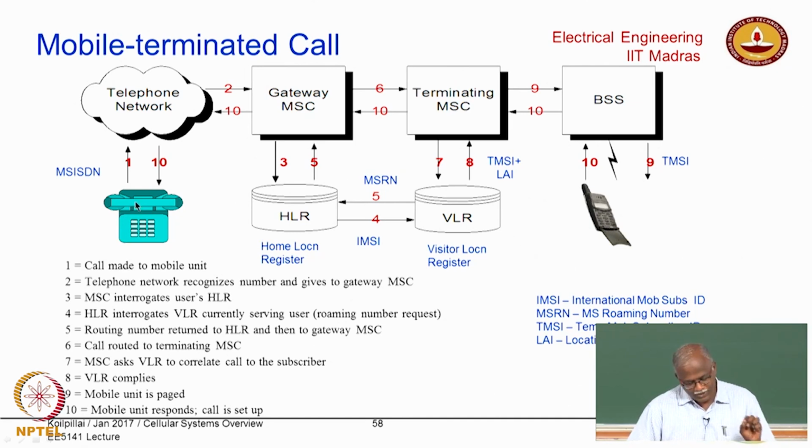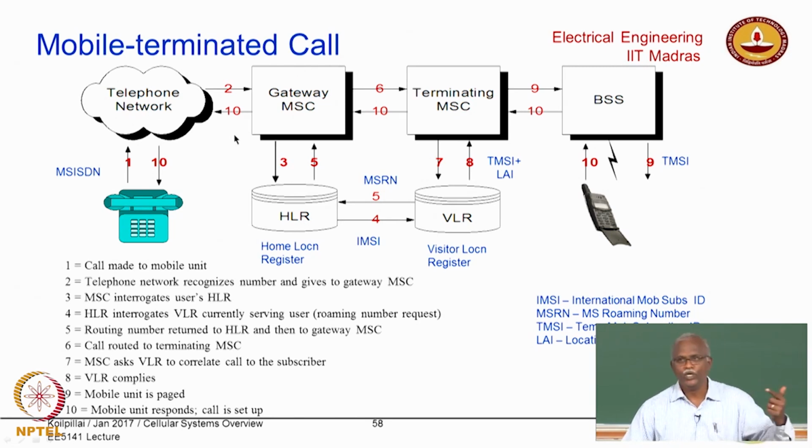So the first step is, step 1, the landline subscriber dials a 10-digit number. The PSTN network looks at the number which is being dialed and recognizes, okay, this is a mobile number, so I need to forward it to the nearest mobile gateway.